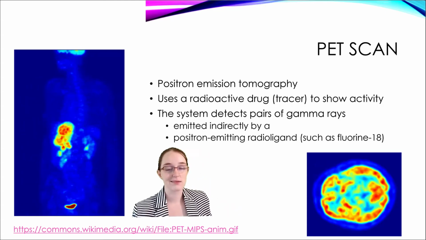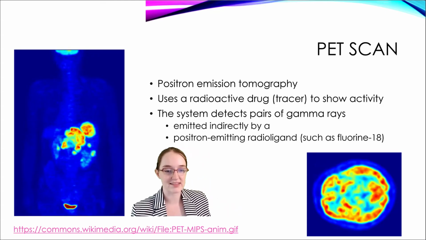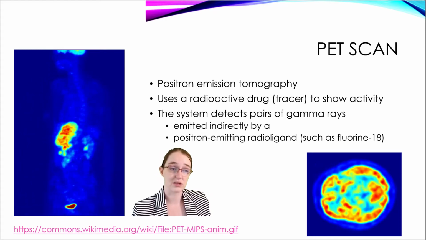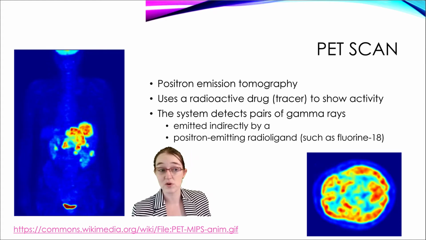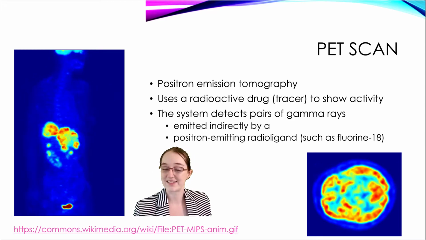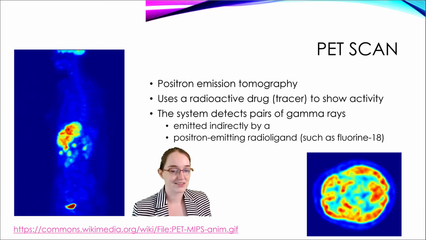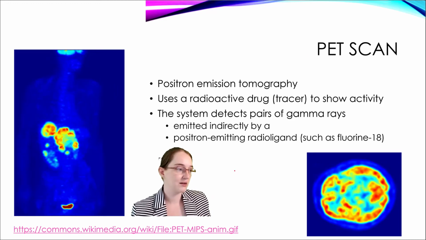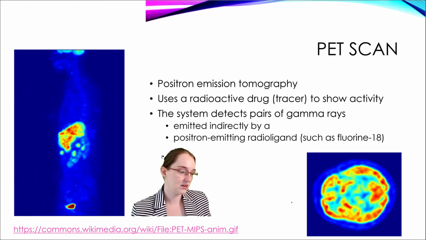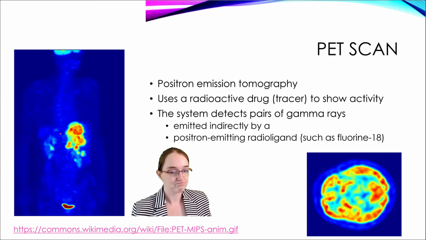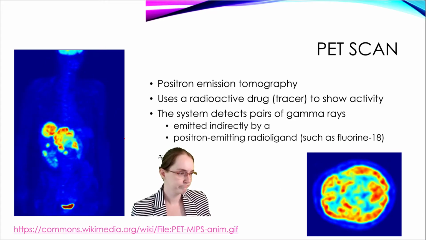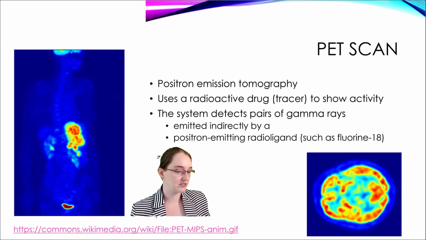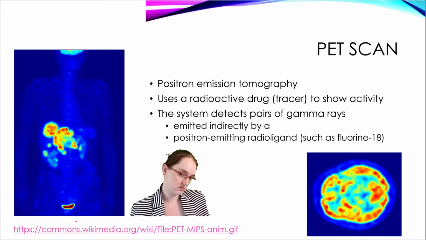Now, a PET scan, this is the one with a lot of the cool bright lights. It's positron emission tomography. So what they do is they use a radioactive drug, called a tracer, to show activity. And here we've got a picture of a normal brain up here. You can see it here, as well as kidneys and whatnot, and radioactive urine down here.